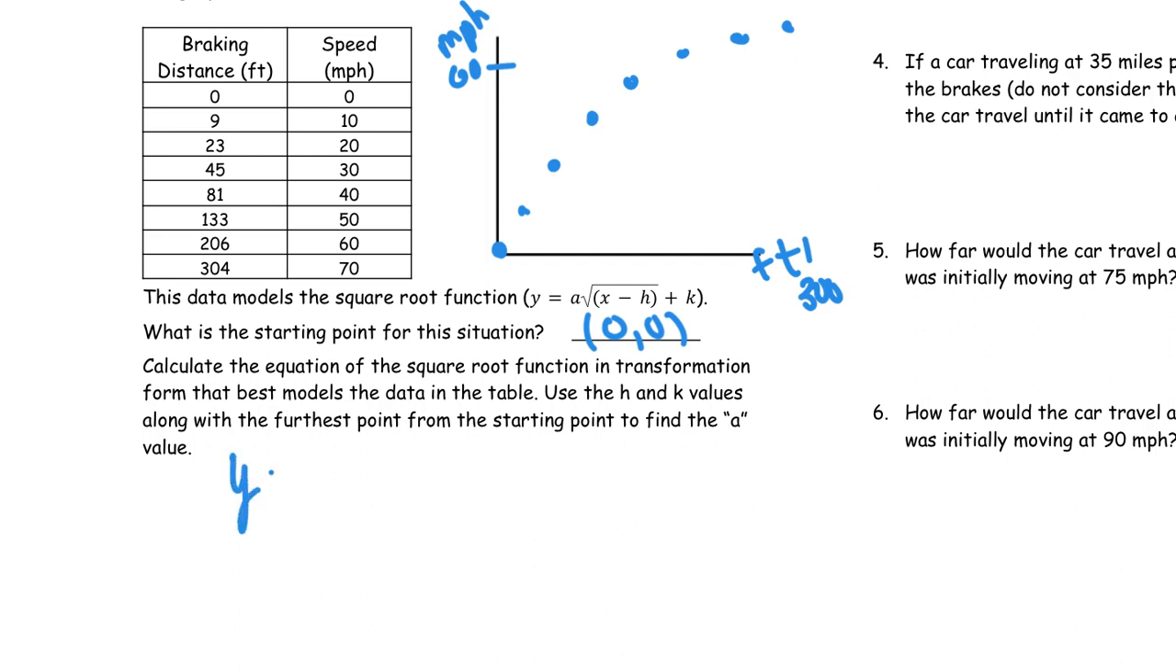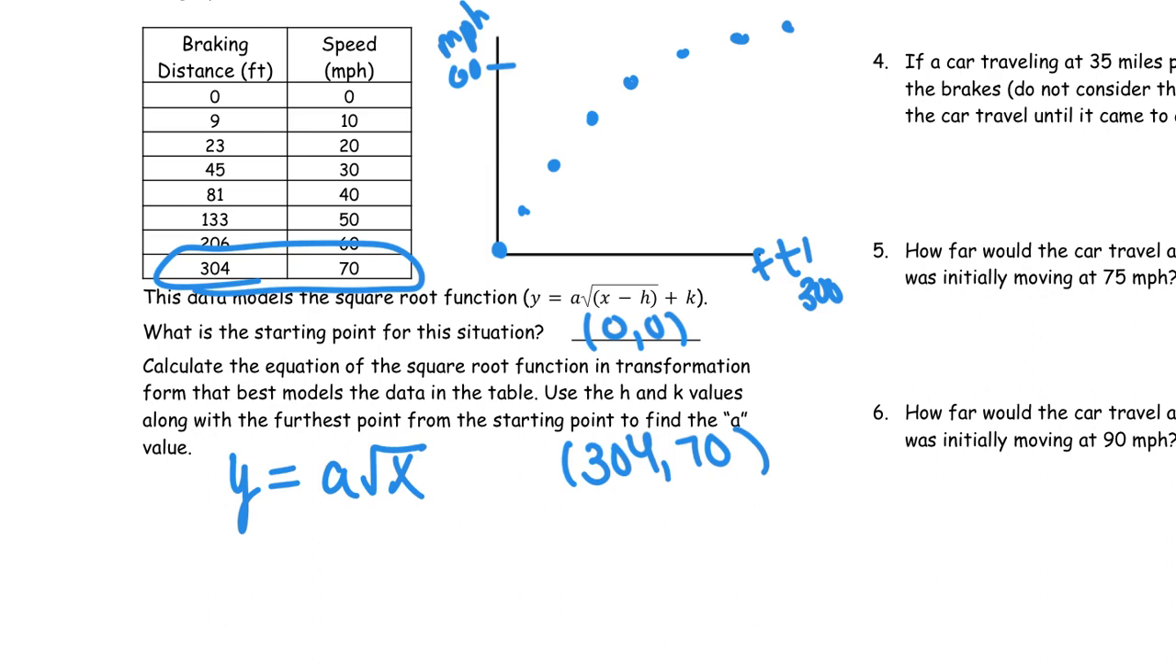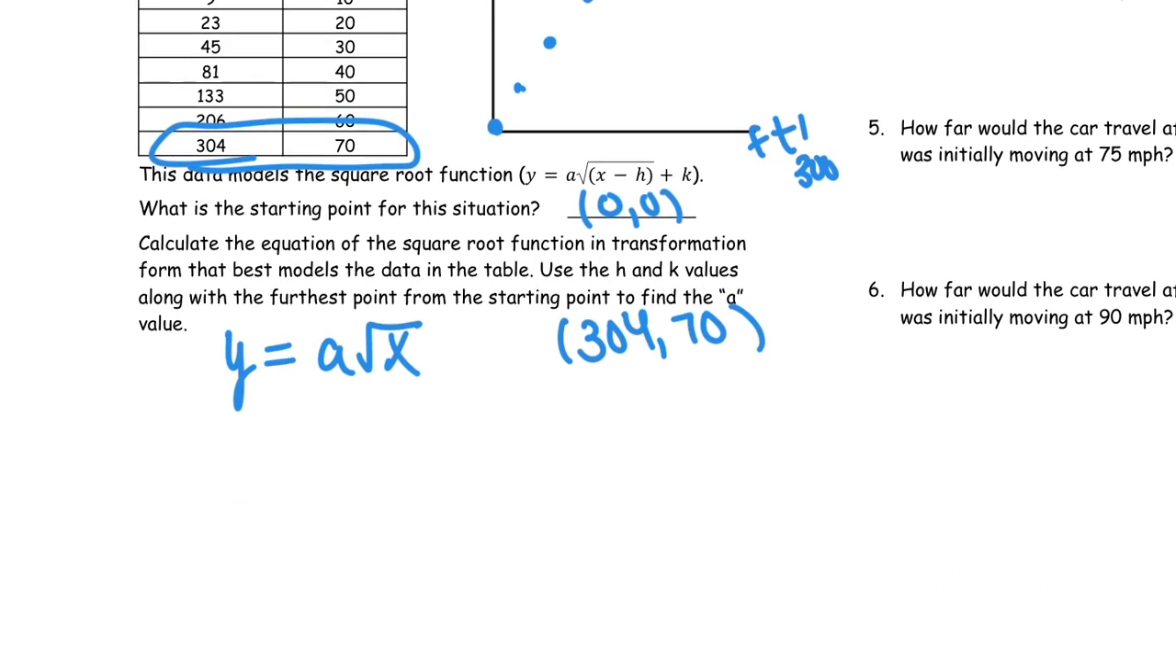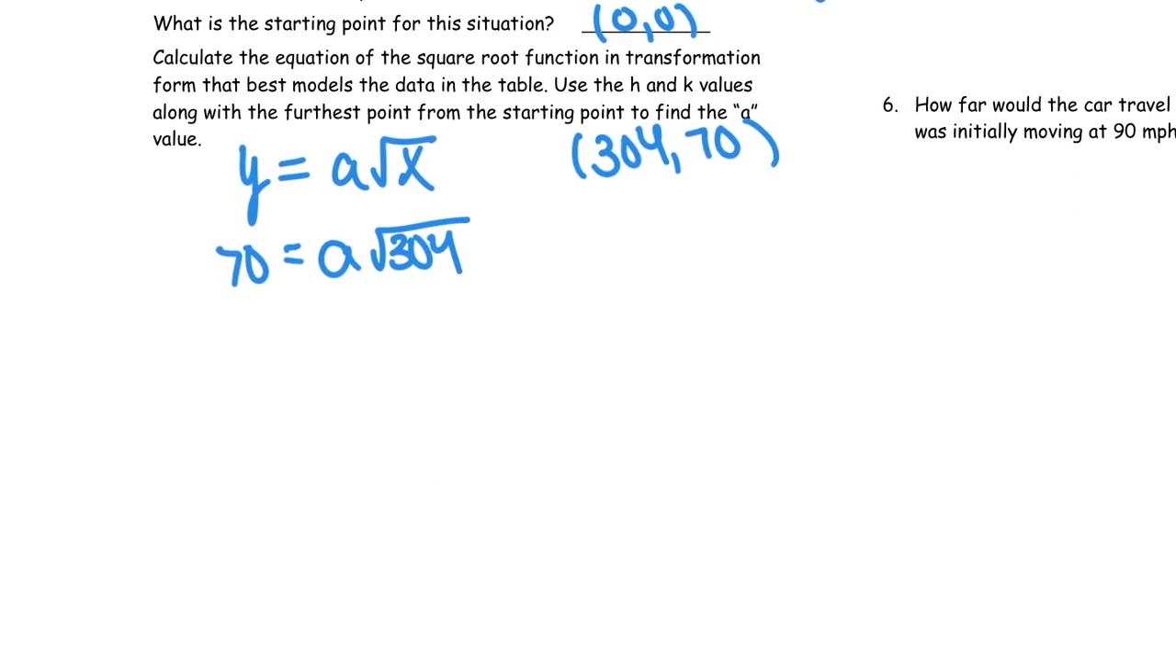So we're going to have y equals, and that starting point would be a square root of x, correct? Since the starting point is 0, 0. And then the furthest point we have would be this 30470. So that's going to be the additional point I used to find the a value. So if I plug in 70 equals a square root of 304, then we have to solve it. So we get a equals 70 divided by the square root of 304.